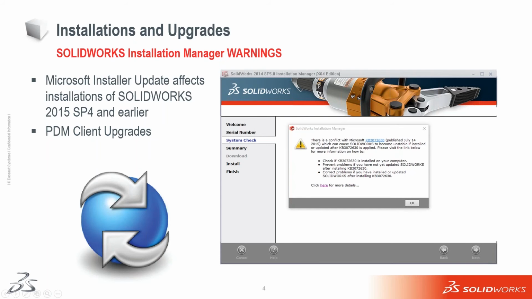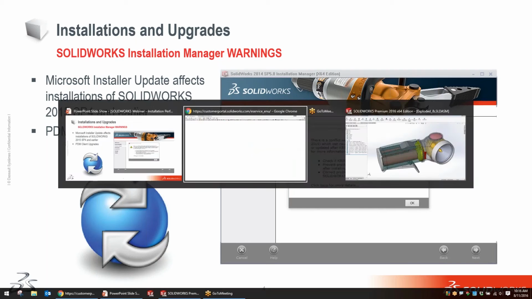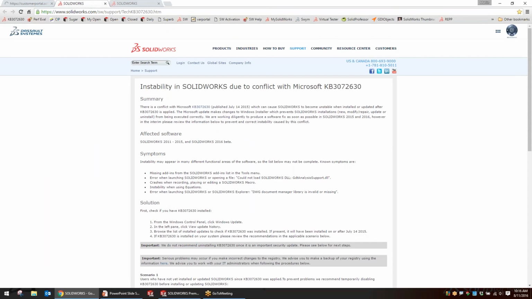If you're installing 2015 SP4 or earlier, or any of the versions earlier, 2014, 2013, you will get this warning as the system is checking your serial number. And there's a link at the bottom of that window that gives you instructions on how to bypass that Microsoft update that can cause your installation to fail. This is where that link points to on the SOLIDWORKS website.